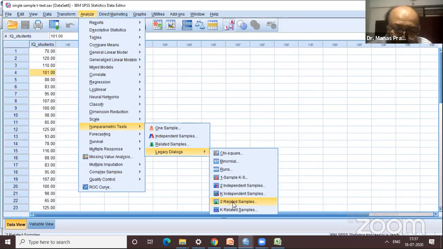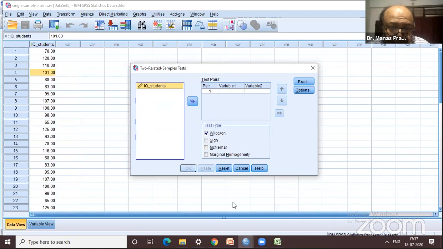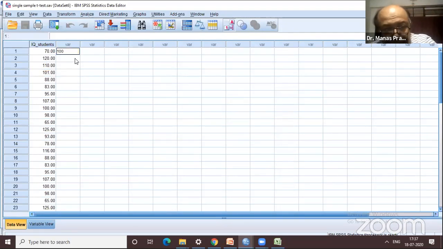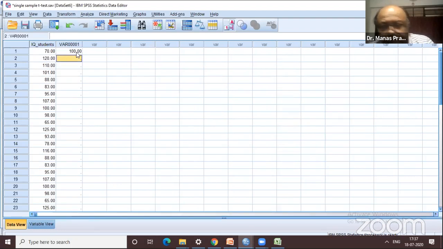Before that, I have to put the assumed value here. My assumed value is 100. We have to make it two variables because we are using the related two-sample test, so I need two samples. The first sample is the original sample, and the second one is 100. We are comparing this value with 100.